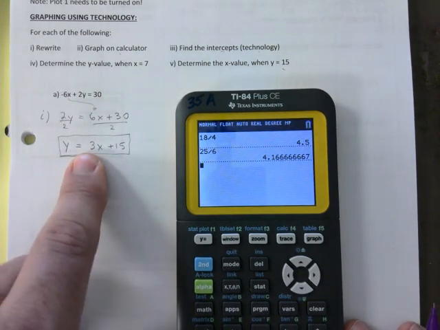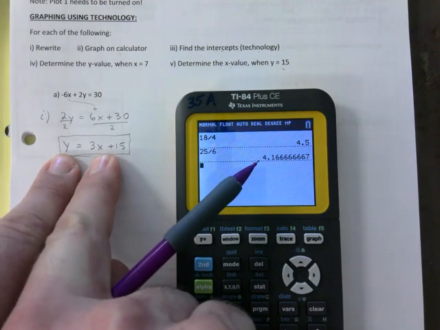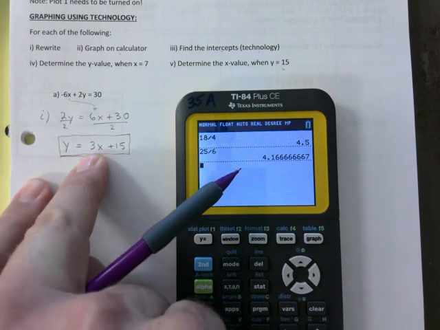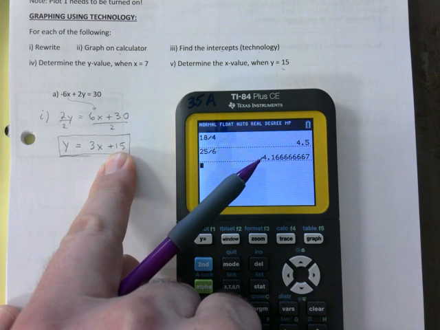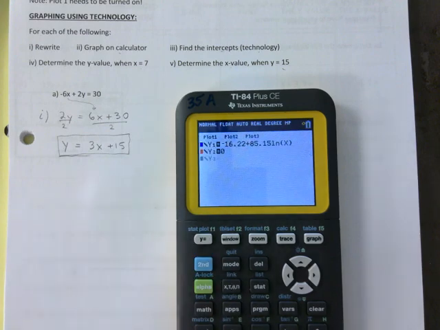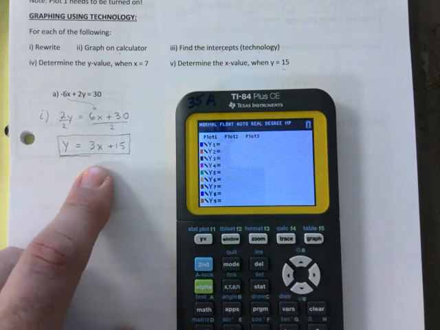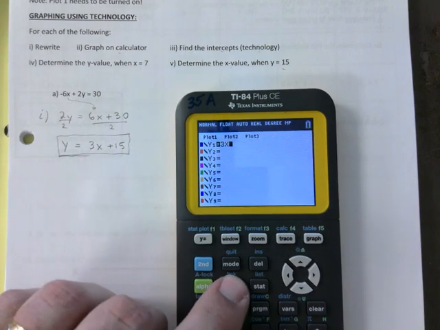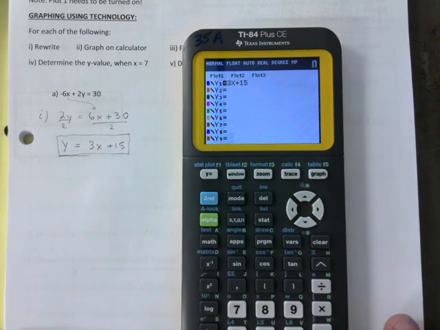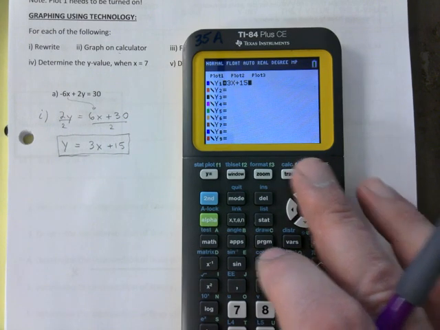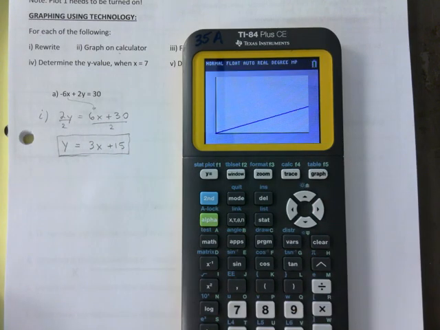Which way is this line pointing? First of all, it's diagonal because I've got both variables. Slope is positive, so it's going up from left to right. My y-intercept is 15. So all these things come into play. I'm going to clear everything that is on y, so press y equals, and then you go 3x plus 15. And let's go graph and see what happens. Hey, I actually see it.